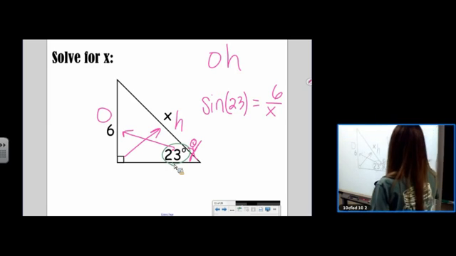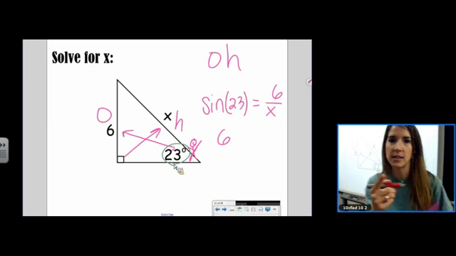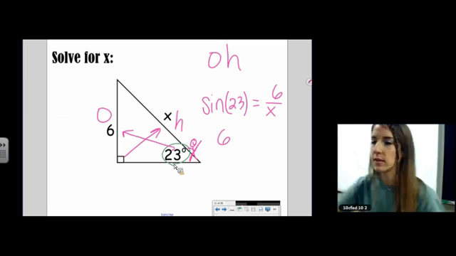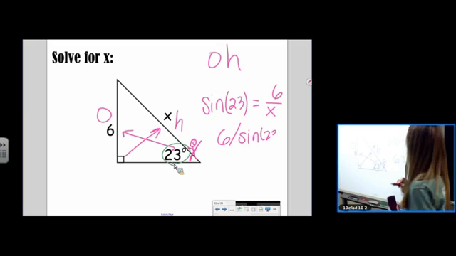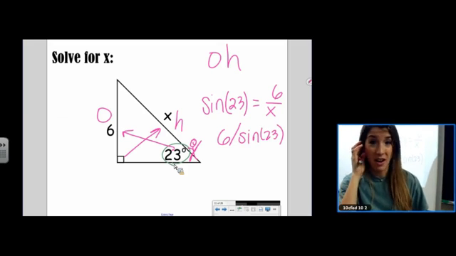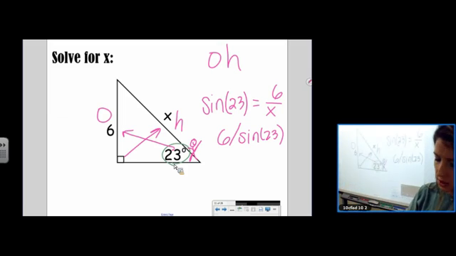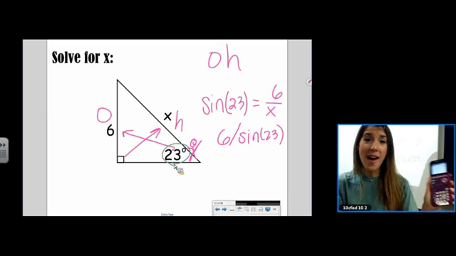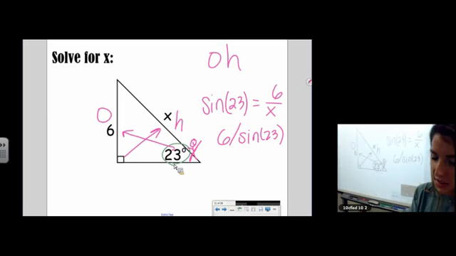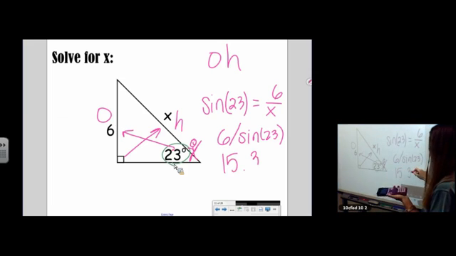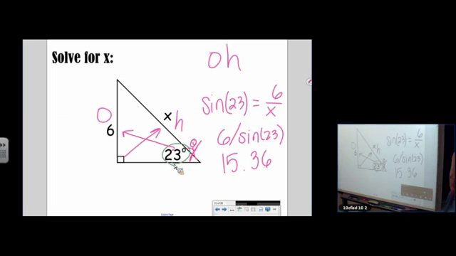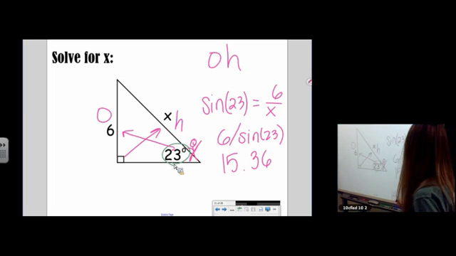So you go to your calculator and you type 6. Everybody type 6. Divided by sine 23. So this might have been one that you're a little rusty on. What mode does your calculator need to be in for this? Everyone shouted, degree mode, right? So if you were in degree mode and you did 6 divided by sine 23, you should get 15.36 if you round. 15 point something. Okay, so that's trigonometry.